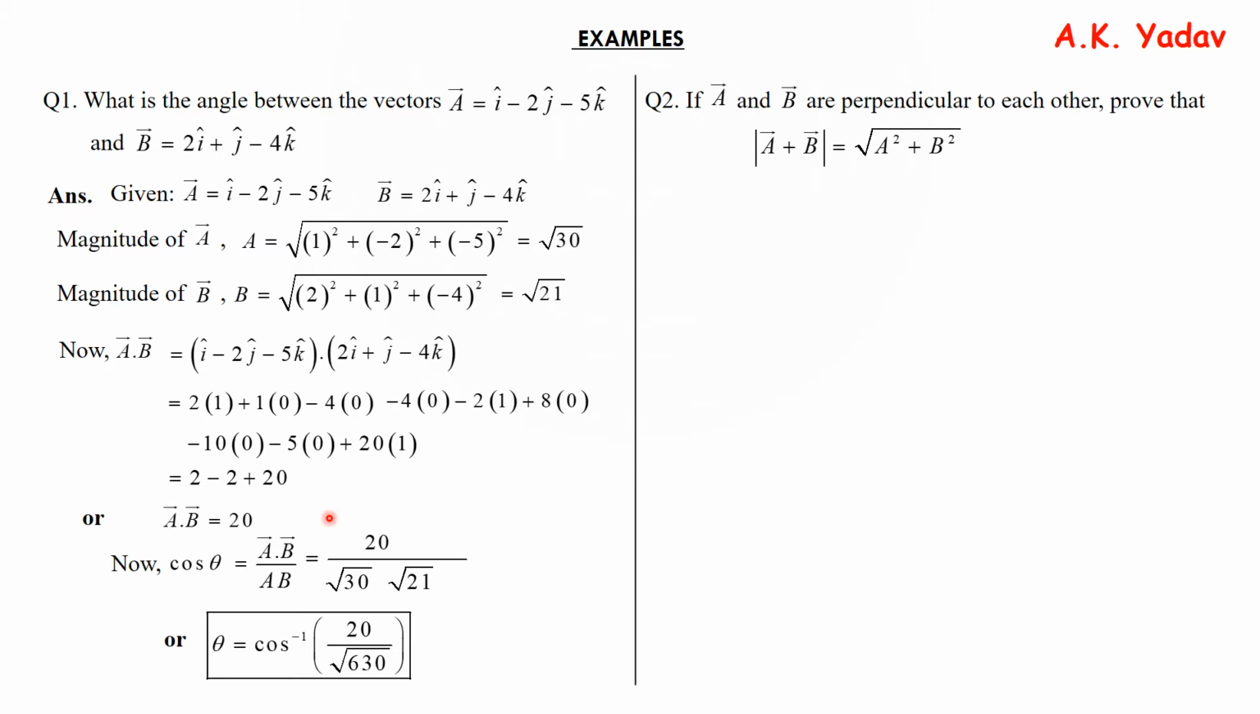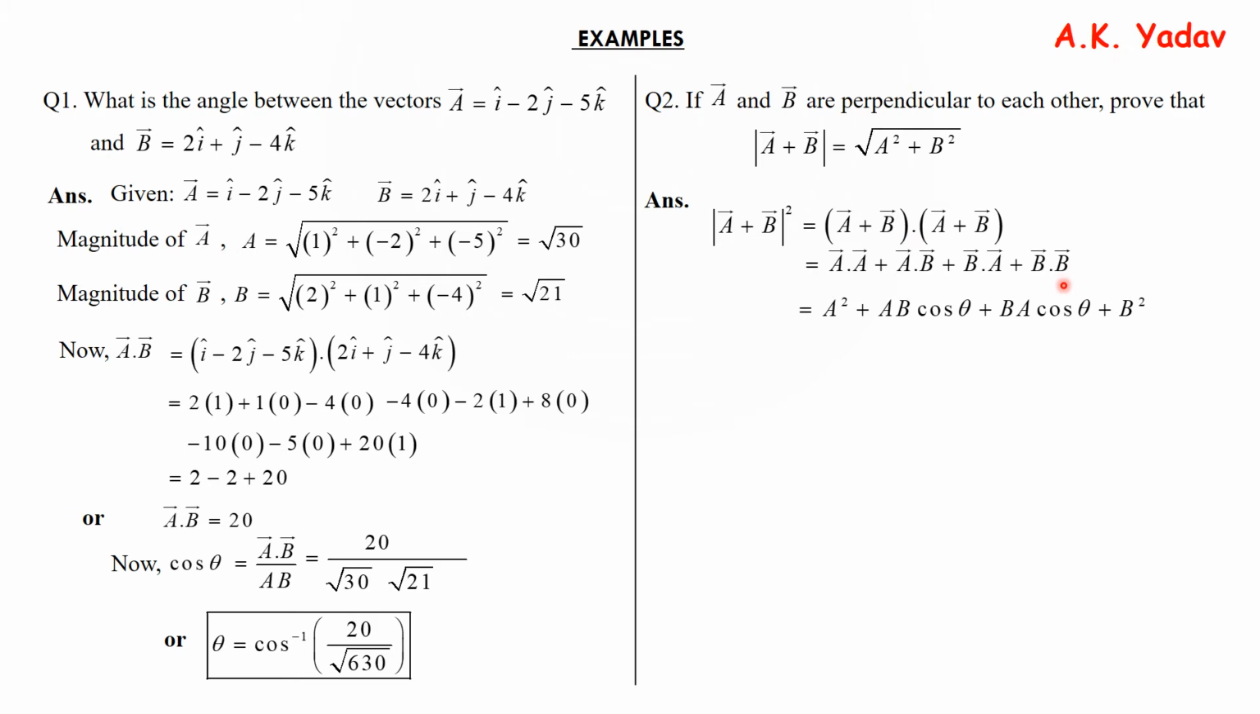Let us move to question number 2. If a and b are perpendicular to each other, prove that magnitude of a plus b is equal to under root of a square plus b square. Now what about magnitude of a plus b whole square? This can be written as a plus b dot a plus b. Let us expand it. So a dot a plus a dot b plus b dot a plus b dot b.